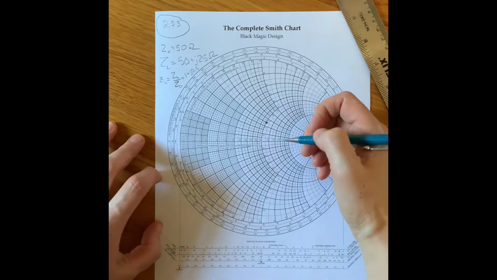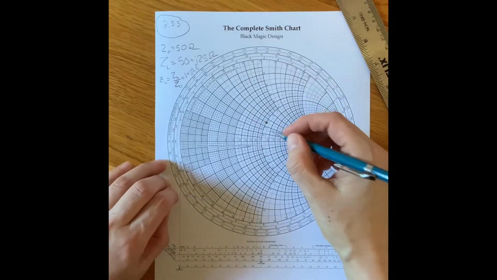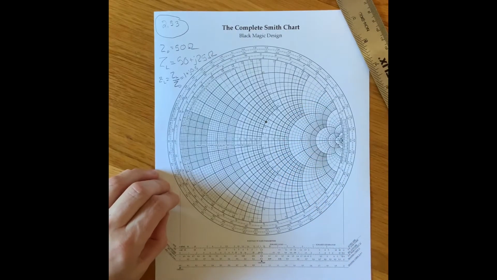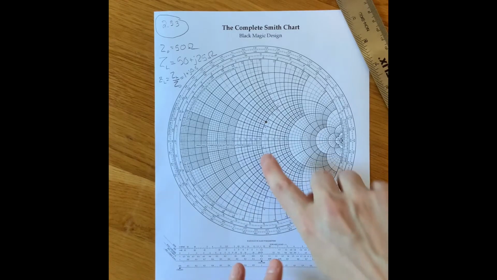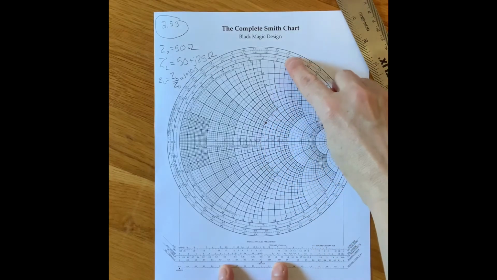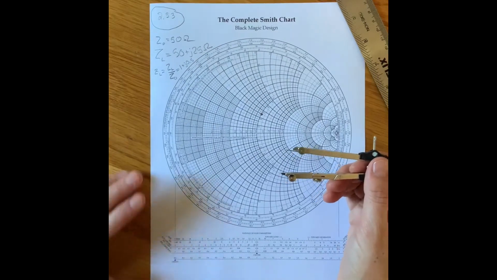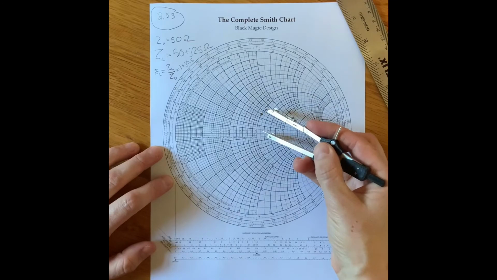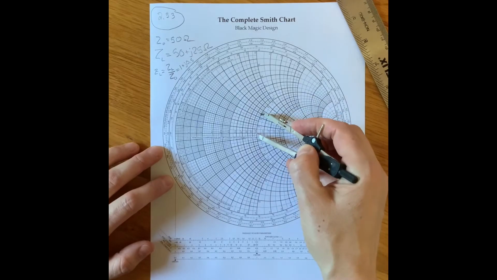So there's that. How do we figure out the reflection coefficient from this? Well, the distance from that point to the center of the Smith chart is the magnitude of the reflection coefficient, and the phase we can read off the edge of the Smith chart at that angle. So let's measure the distance first and then go down to the scale along the bottom of the Smith chart to figure out what that reflection coefficient value works out to be.